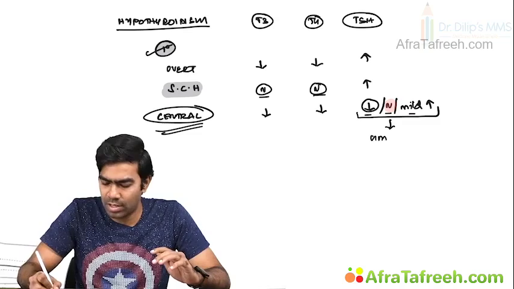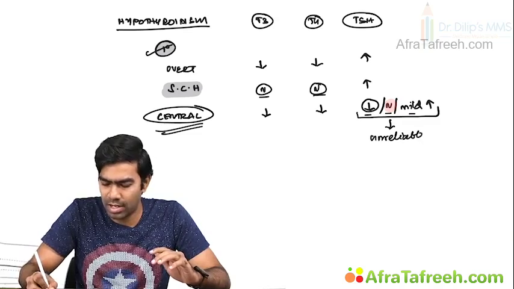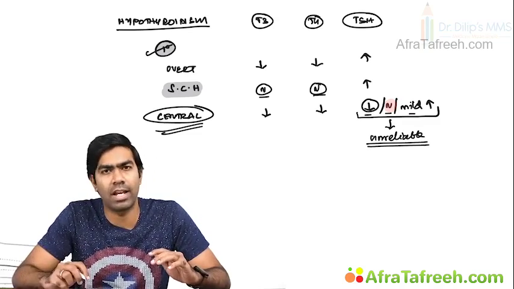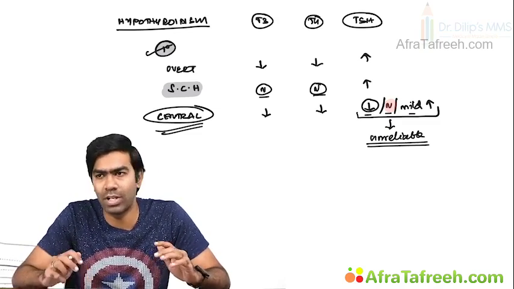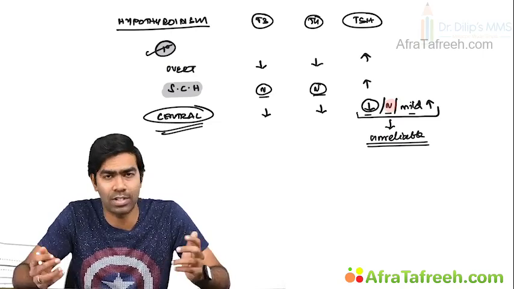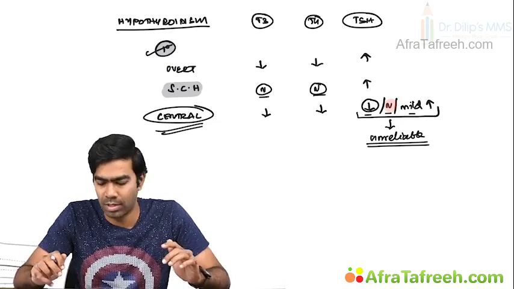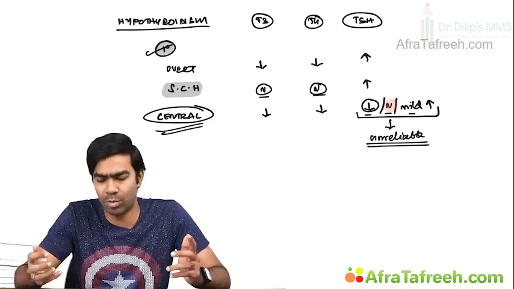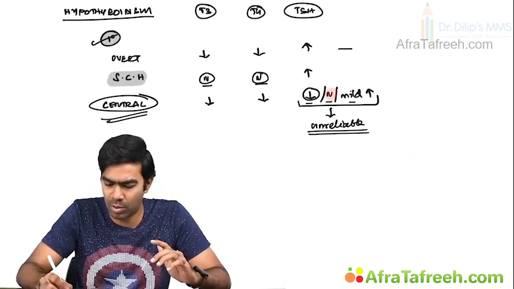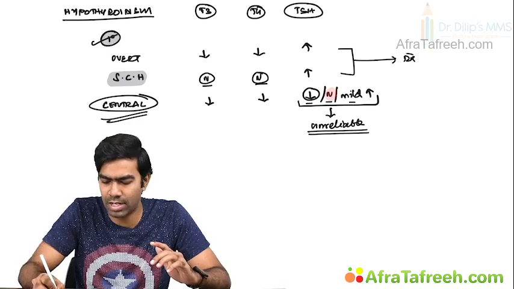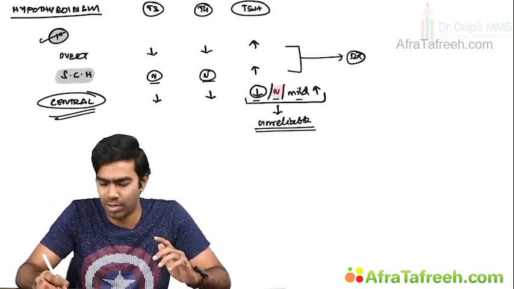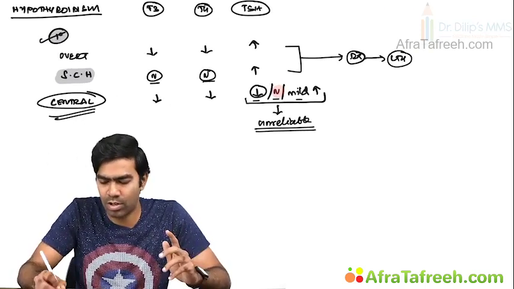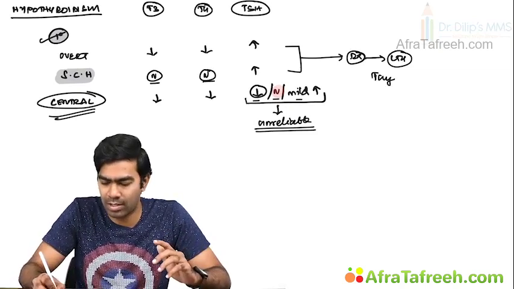That is the reason why TSH is highly unreliable in the diagnosis of central hypothyroidism. You need a different diagnostic technique, which I'll be discussing in some time. But how will you monitor a primary hypothyroidism? Obviously, in a primary hypothyroidism, overt or subclinical, if at all you are starting treatment, what are you planning to do? You give some levothyroxine, all right. And what is the target?